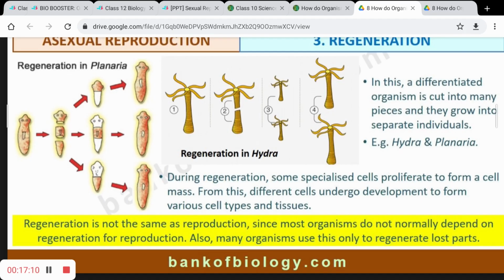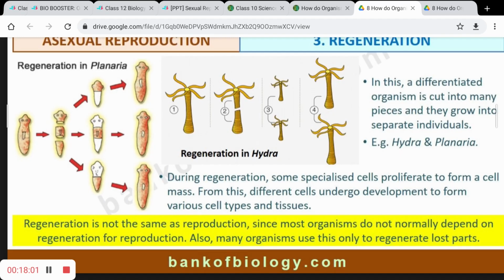So next one, regeneration. What does regeneration mean? Regeneration is not the same as reproduction. Why? Due to the special cells which are present in hydra or planaria. You can give planaria as an example. Planaria is a flatworm. Planaria has a tendency to regenerate its lost parts or lost organs. The specialized cells proliferate to form a mass of cells, which becomes the lost body part, cells, or organs, whatever it is. So they can regenerate it.